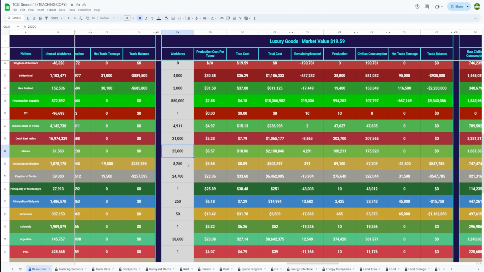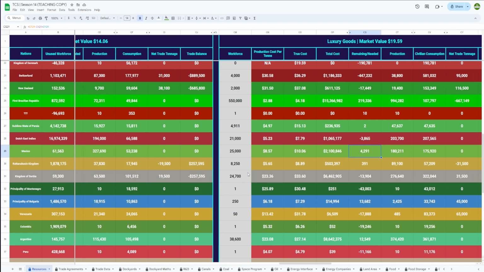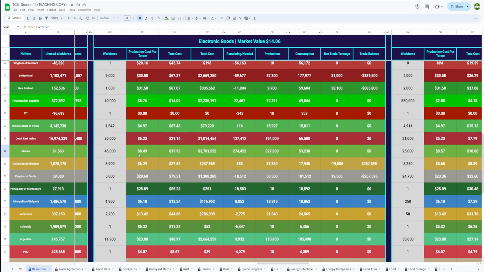And workforce is how you affect this. So as you can see, we've got a 4,000 surplus. That is ideal. If we increase the amount of workforce, we have a bigger surplus. Surpluses are useless unless you're trading them. So getting a close to 0 surplus or trading out your surplus is best practice. If we go over here to electronic goods, we have a massive surplus and we're not trading it out.